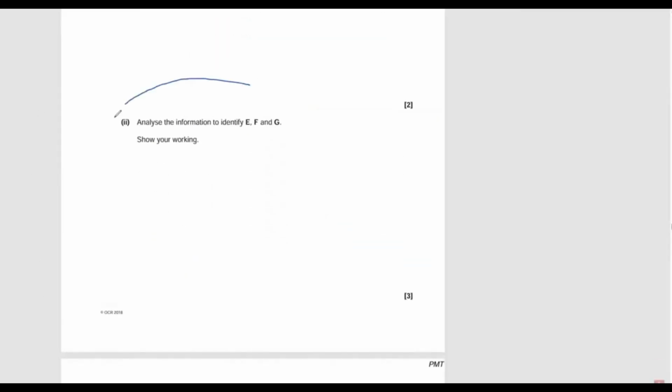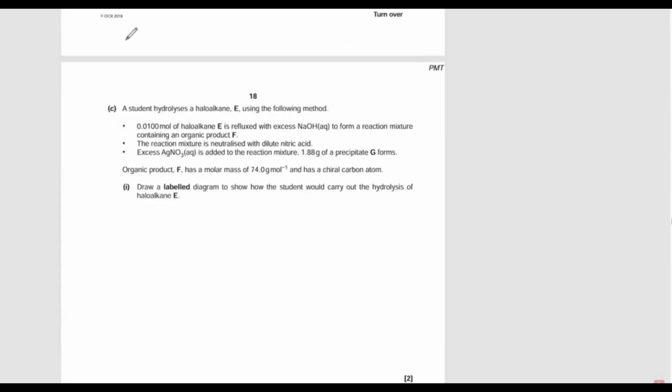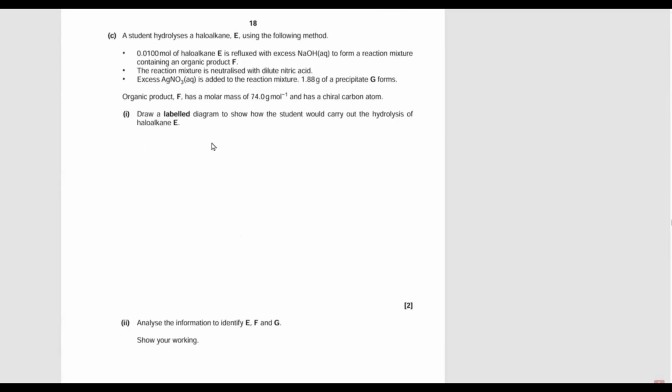Now comes the hard bit to this question. Analyze the information to identify E, F, and G. It's worth 3 marks. Bear with me because this bit's a little bit tricky. Why don't you pause the video, read this information, see if you can work out what E, F, and G are, work out their structures, have a go. Pause the video and have a go on some scrap paper. I think this was a particularly hard question, so I'm going to go through how I worked it out.